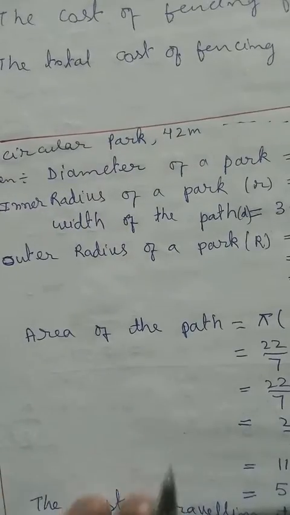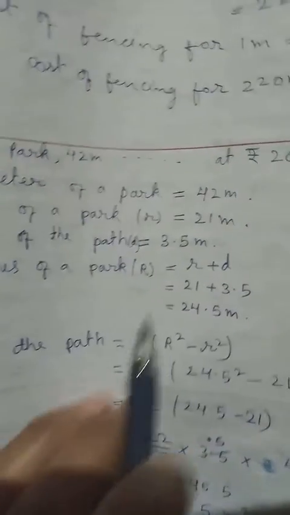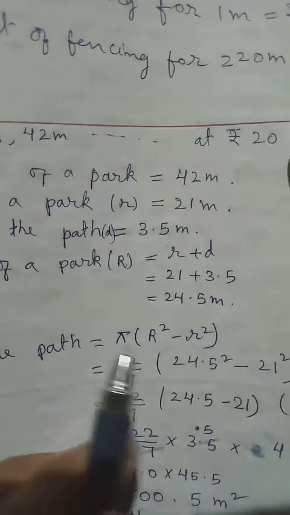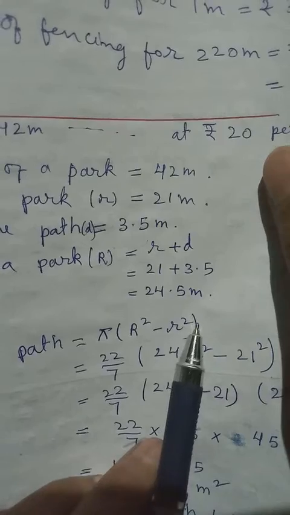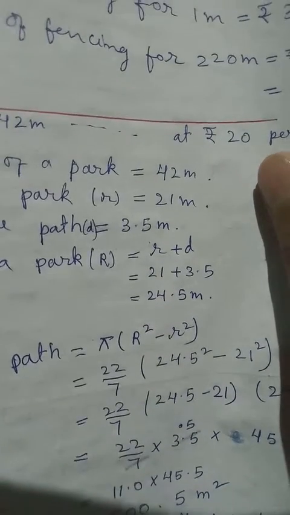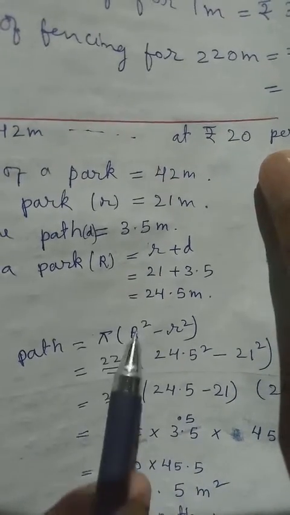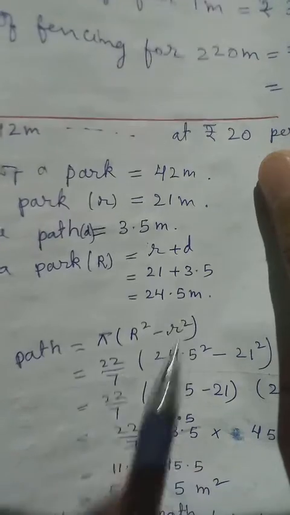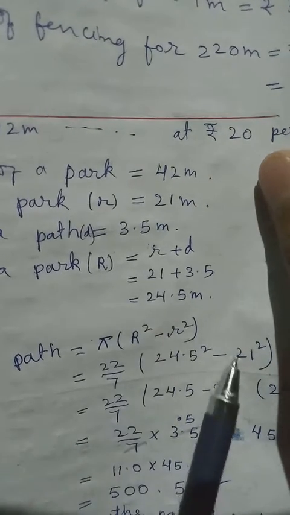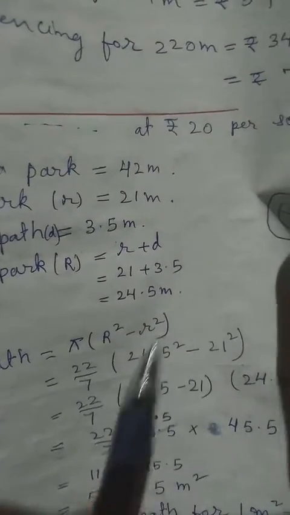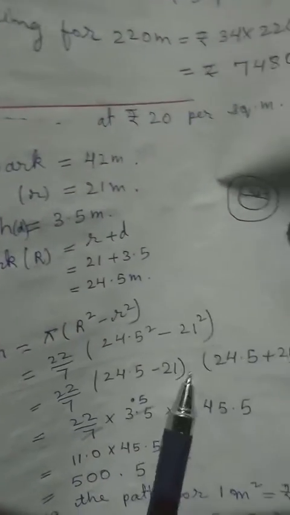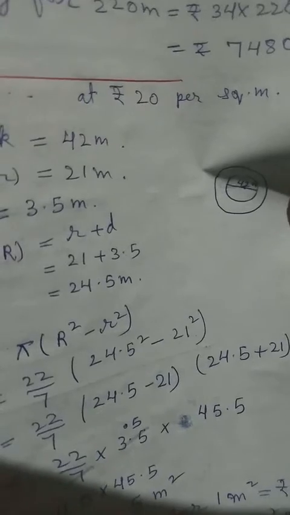So now the area of the path we can get as outer circle minus inner circle. So pi R square minus pi small r square. We can take pi common. Then capital R we have 24.5, small r we have 21. Then here we can apply a square minus b square, so it will be (a minus b)(a plus b) for easy calculation.